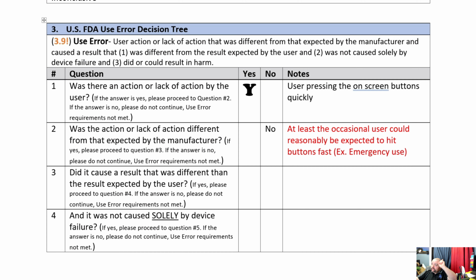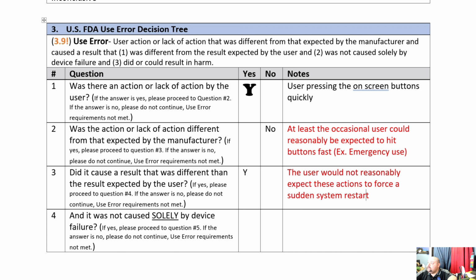Did it cause a result that was different than expected by the user? I think this one is an easy yes. My formatting is a mess. The user would not reasonably expect these actions to force a sudden system restart. Right, they're hitting the back button, they're confirming things, they're making selections, switching menus or whatever.